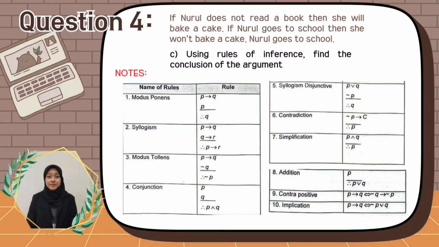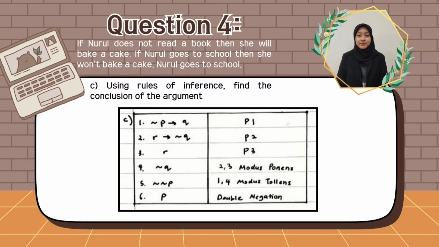Next is question 4C, using the rules of inference to find the conclusion of the argument. Step 1 is premise 1, which is if not P, then Q. Step 2 is the premise 2, which is if R, then not Q. And step 3 is the premise 3, which is R.